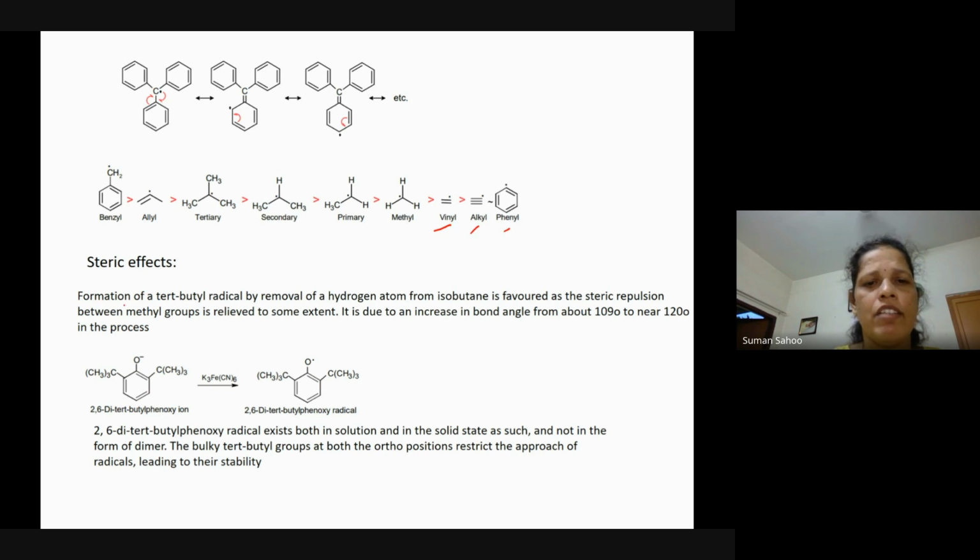Again, regarding stability, this radical is stable in the presence of steric groups. As you can see, this radical can be identified because of this steric hindrance; no other radical will approach this O dot or this radical to form a dimer or to form any kind of compounds. So in the presence of steric groups, once this radical is formed, it is stable.